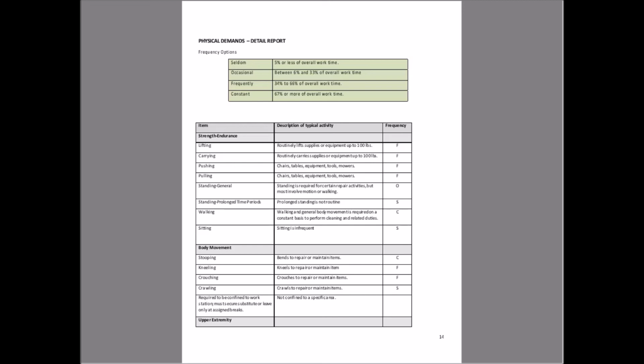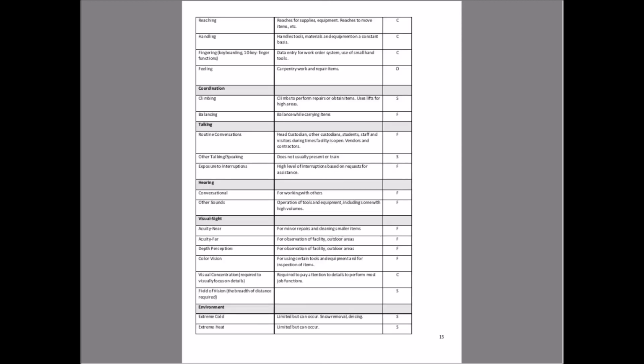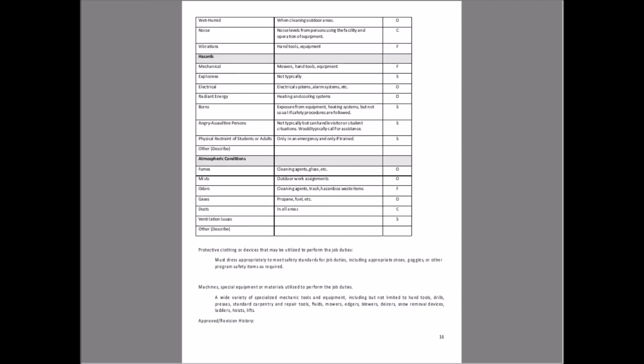So you can see that for each of these items, we've identified the item, and then we have the employee tell us what they do to do that, and then we code it based on how frequently they have to do it. And we do that with lifting and body movement and upper extremity. And Bree, if you can go to the next page. Let's try to quickly do this so we can wrap this up for you. You'll see coordination, talking, hearing. Next page. So we walk through all of physical, all the way down to hazards, atmospheric conditions.